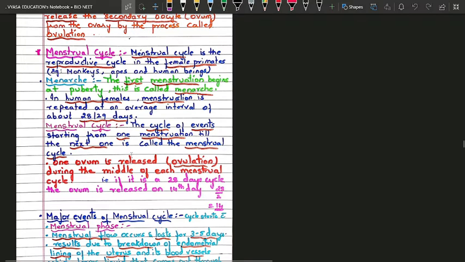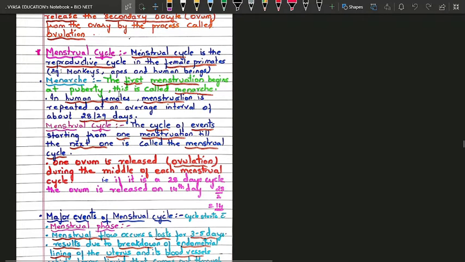Okay, one ovum is released, that is ovulation. Release of ovum is called as ovulation, that we have seen. One ovum is released during the middle of each menstrual cycle. What did we say? Once in 28 or 29 days menstruation repeats, isn't it? So when is the ovum released? We are saying that during the middle of each menstrual cycle. What is middle? What is the middle of 28 days? 28 by 2 is 14. So on the 14th day ovulation takes place, that is ovum is released. If it is a 30-day cycle then it is 30 by 2, so ovulation happens on the 15th day.